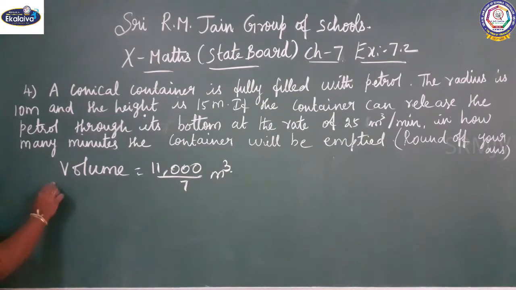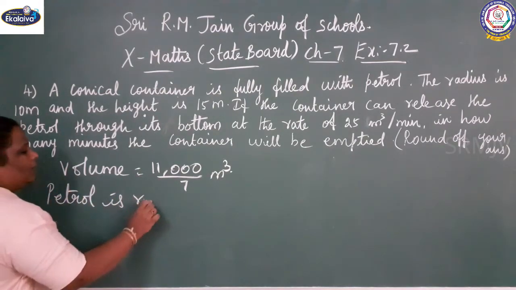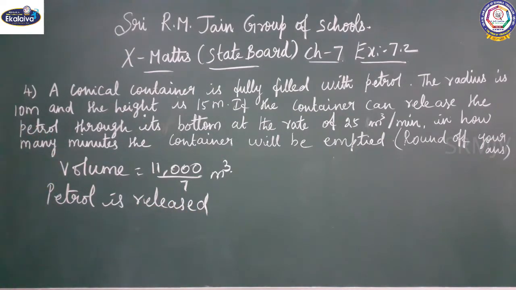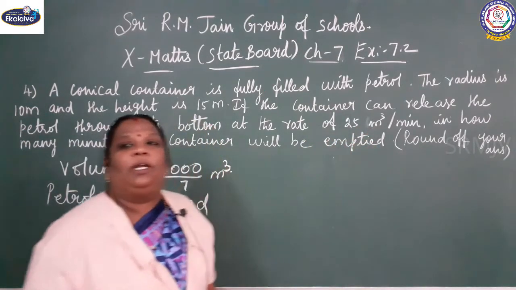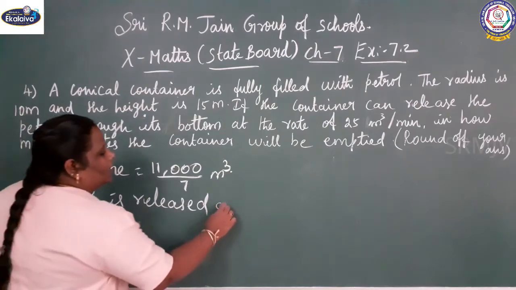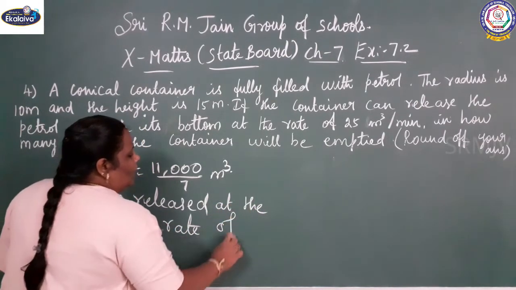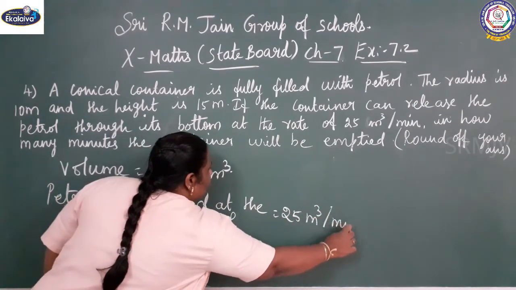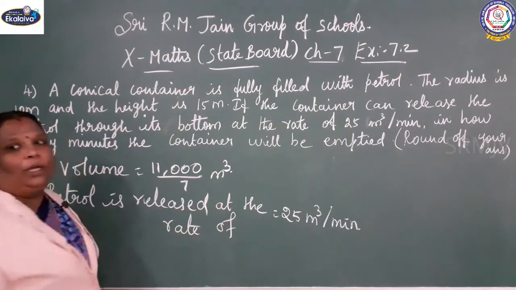Petrol is released at the rate of 25 meter cube per minute.